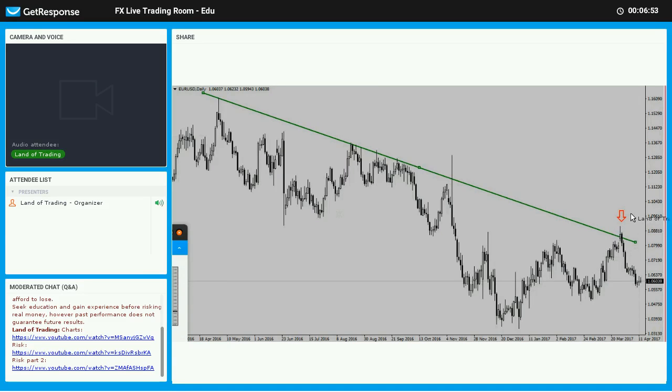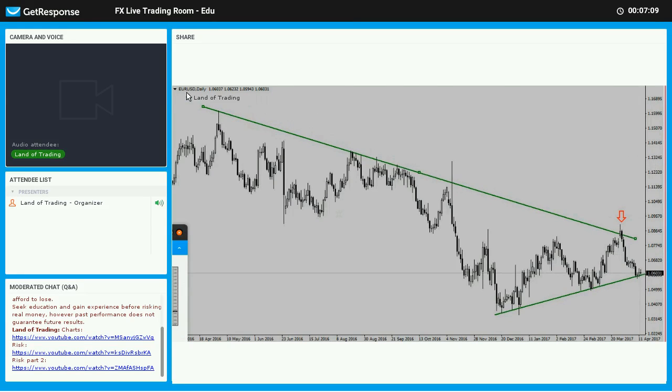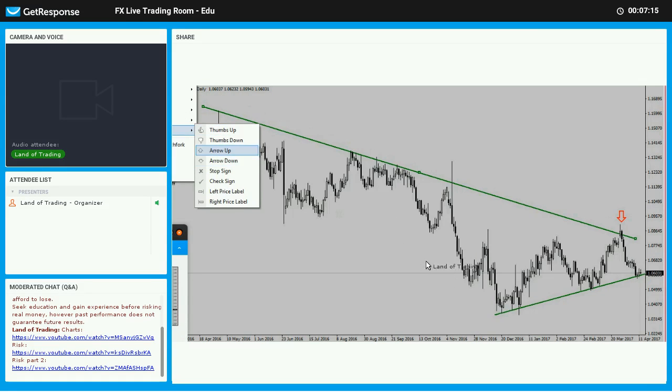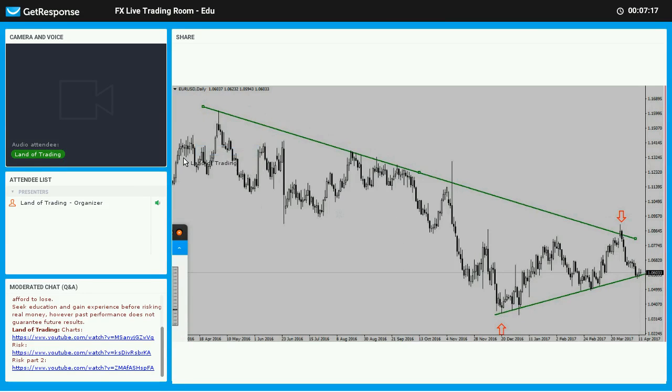So we were talking about this short possibility here. There were three possible targets. It looks like we hit all of them. Now, based on this daily chart, it doesn't really matter if we want to draw, sorry guys, I'm a little dry.